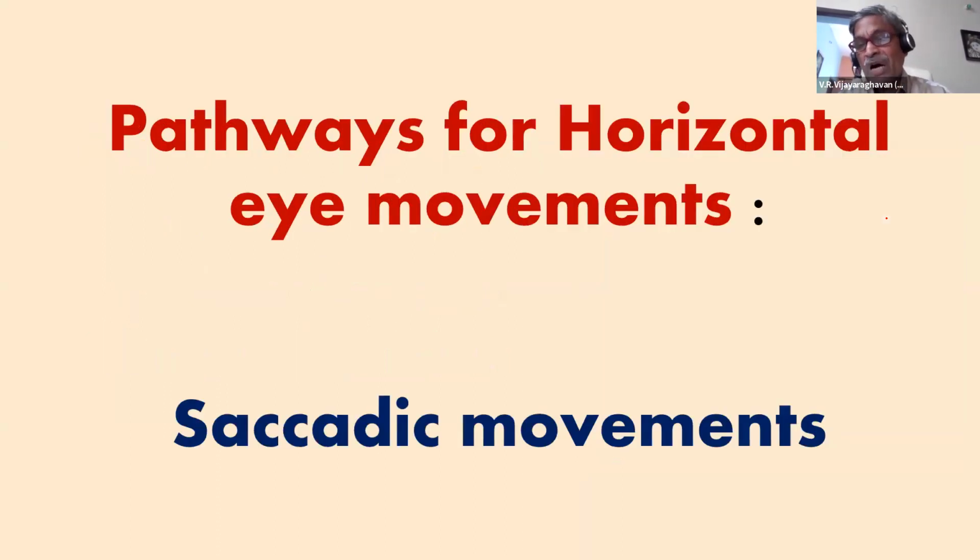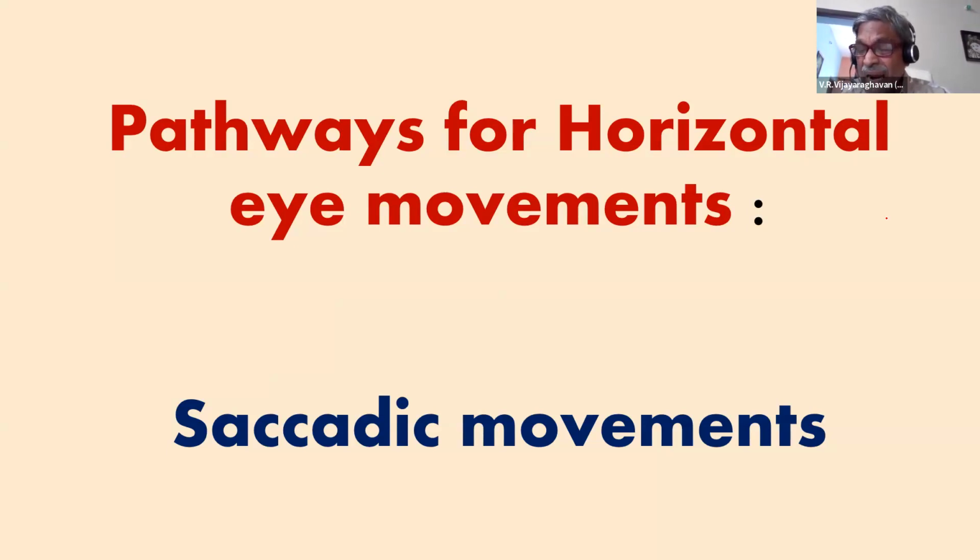Now, I tell you the pathways: from the frontal lobe, from the parieto-occipital area, and from the vestibular apparatus. These are the three pathways you are supposed to know, even for understanding what's happening in the patient. Now I'll tell you the pathways for horizontal movements. I'm not telling about the vertical movements. I am telling you about the horizontal movements.